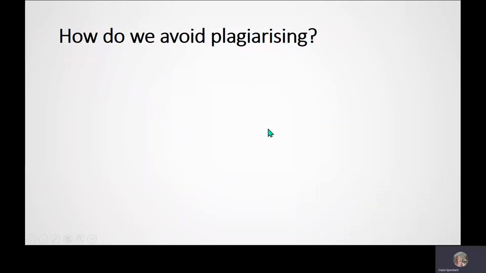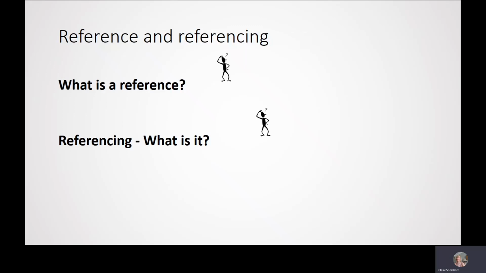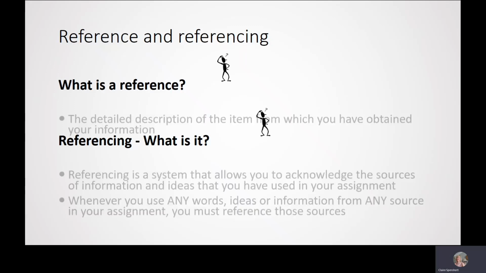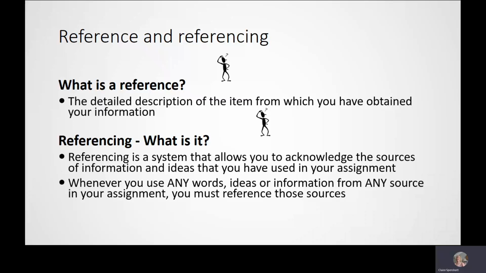But more importantly, how do we avoid plagiarizing? We avoid plagiarizing by referencing. So what is a reference and what is referencing? Referencing is the description of the item from which you've obtained your information. And referencing is a system that allows you to acknowledge the sources of information as well as ideas that you've used in your assignment. So when you use any words or ideas or information from any source in your assignment or in your research, you must reference these sources.